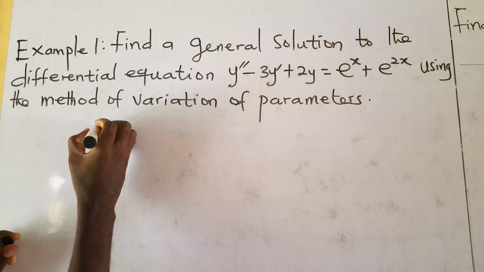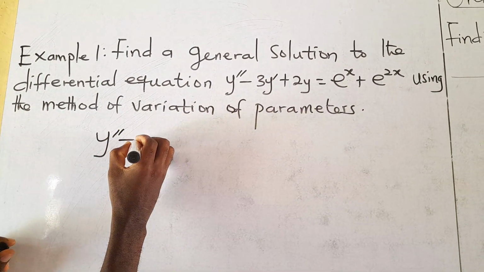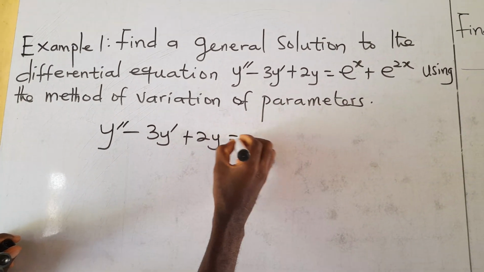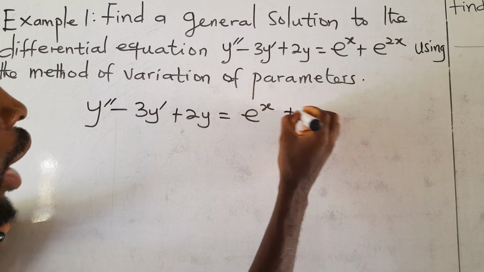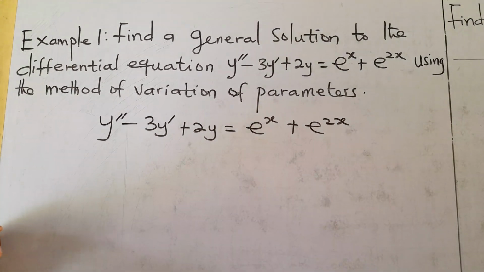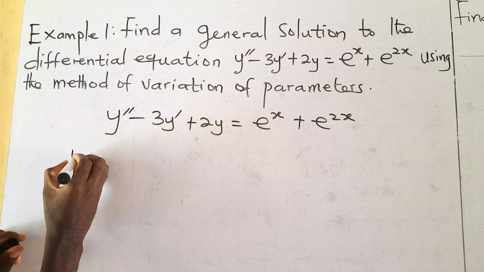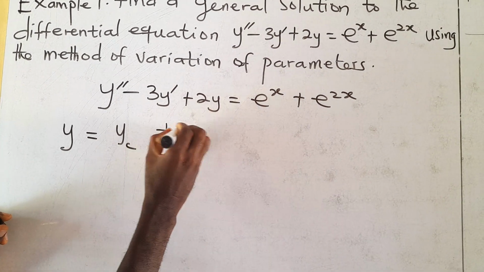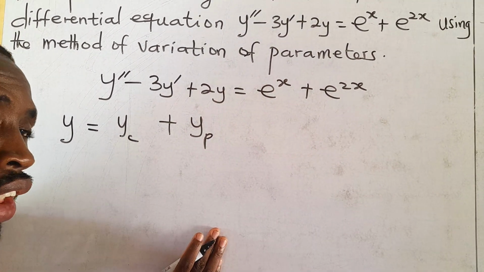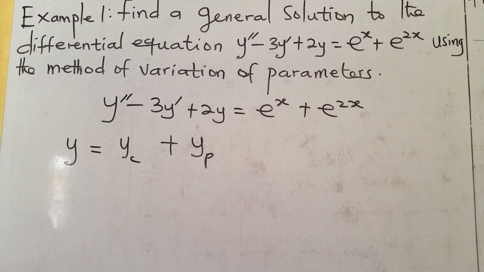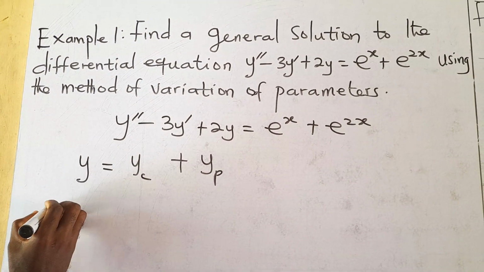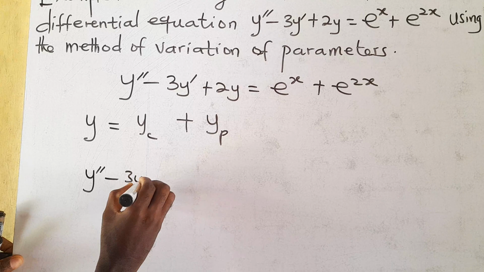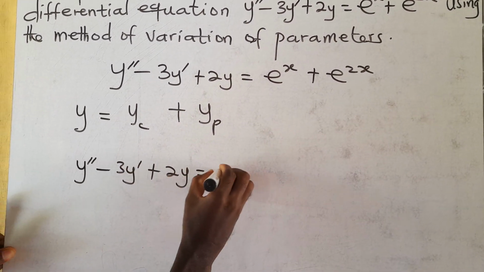Since we know that our differential equation is non-homogeneous, that is y'' - 3y' + 2y is not equal to 0, it is equal to the function e^x + e^(2x), it means that it is non-homogeneous. So our general solution will be equal to the solution to the homogeneous side plus the solution to the non-homogeneous side. That's the principle of superposition. The solution to the homogeneous side, we have to find that. We set up this differential equation to 0 to make it homogeneous.